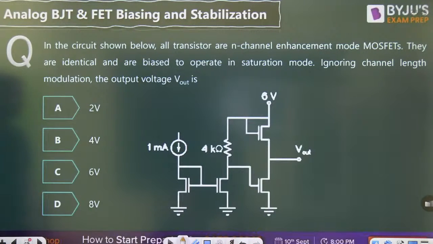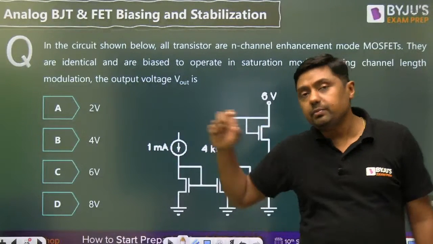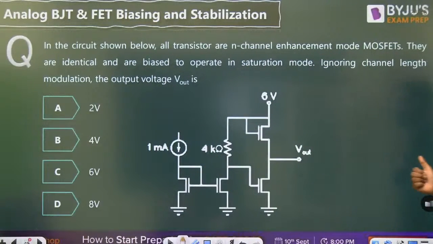Okay, now the question on current mirror circuit. First of all, we will solve a question on the current mirror circuit using the MOSFET. Then we will solve the current mirror circuit using the BJT. Everyone tell me what is the answer. Take your time and give me the answer.